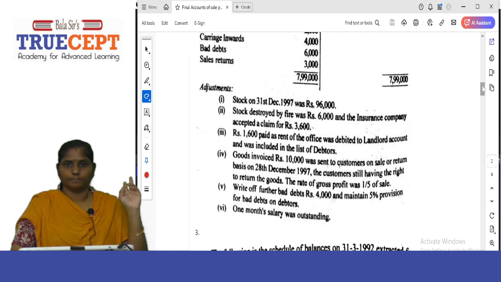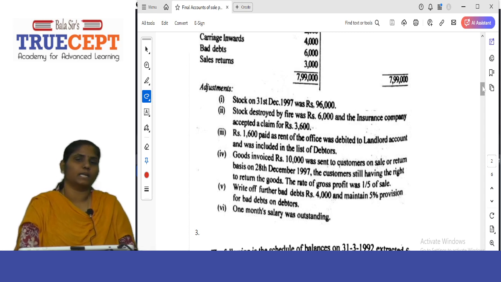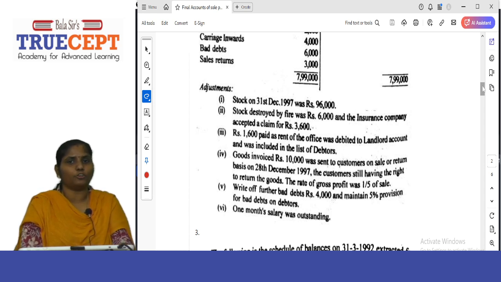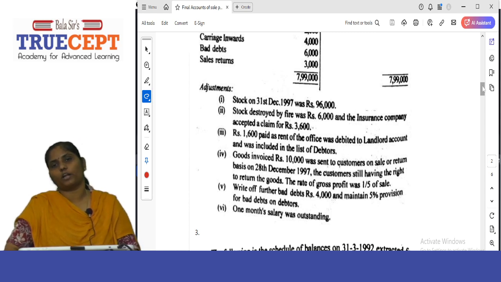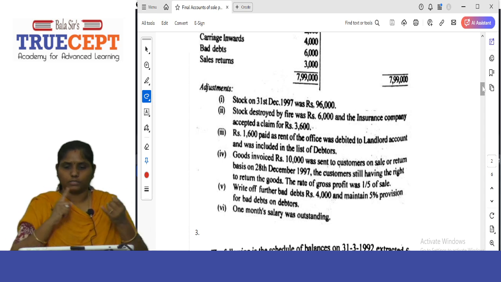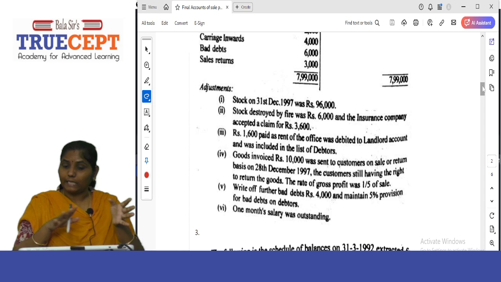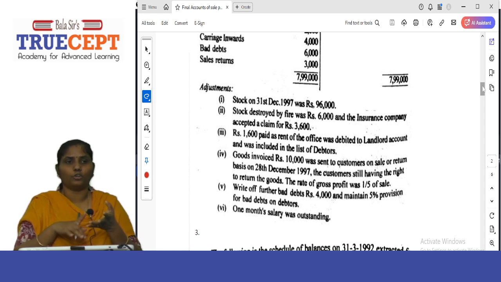Next, second. Stock destroyed by fire was 6,000 rupees and the insurance company accepted a claim of 3,600. Remember, in the adjustments we studied this. Now we are discussing it as a part of a full-fledged sum. Now how do I adjust when stock is destroyed by fire? It is my loss. Remember, I gave you 3 sets of entries for that. We classified when it is insured, uninsured and all. Here it is insured. And the insurance company is accepting the claim also, but not fully.